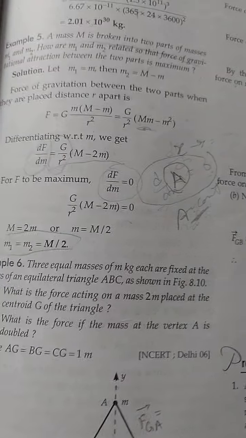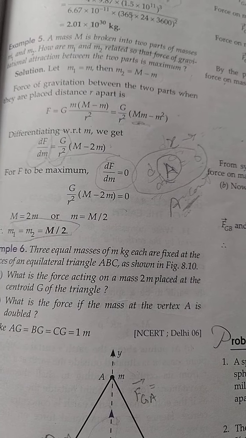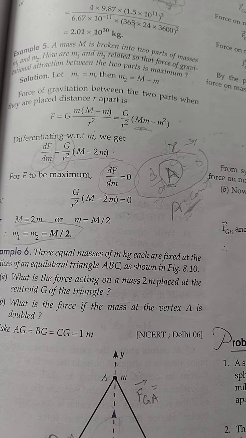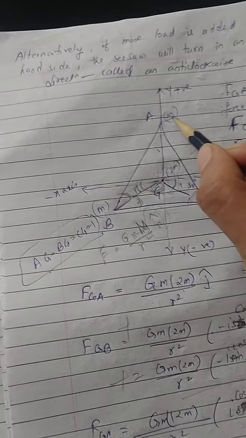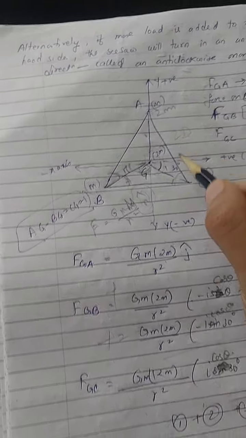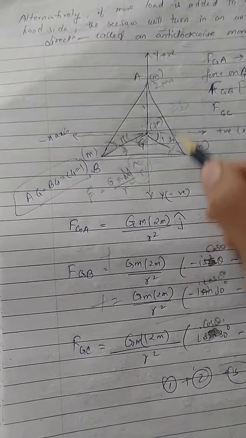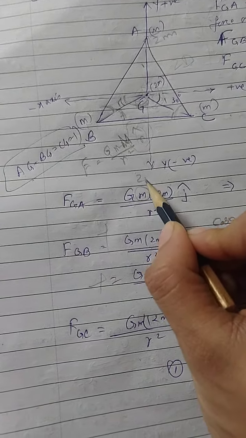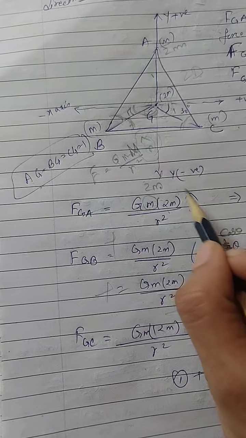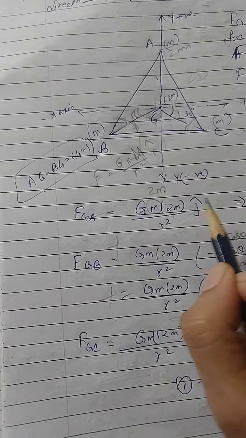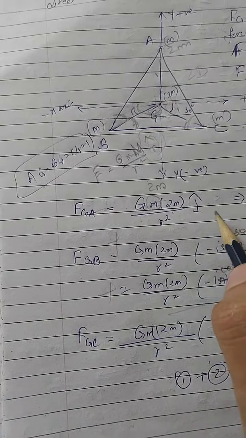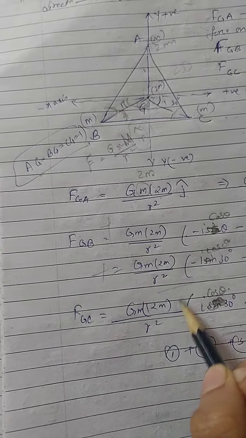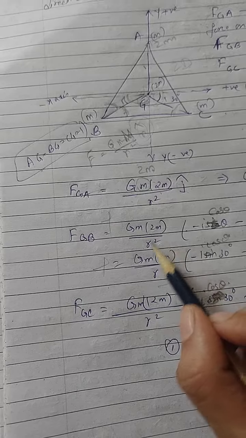Now the second part of the question asks: what is the force if the mass at vertex A is doubled? Means the mass at this point, let it be doubled. I take it as twice m. Then this equation will become G twice m, so here instead of m it will become 2m and it will remain j cap. Nothing else changes, and the rest of these two will remain the same because there is no change in mass and no change in distance.